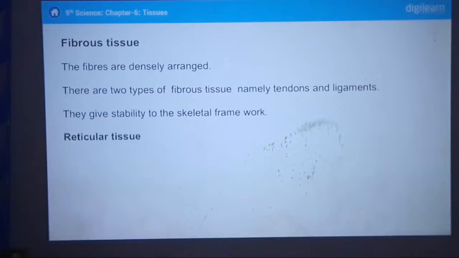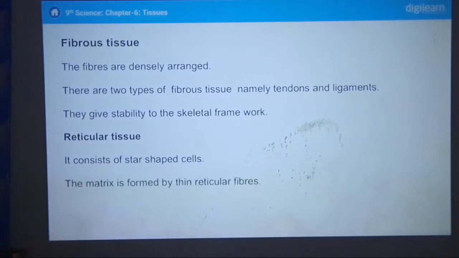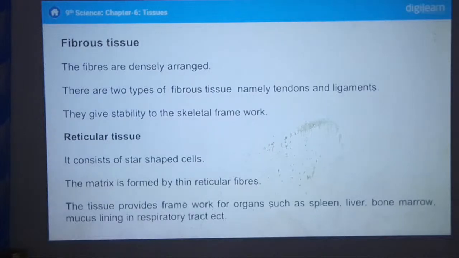Reticular tissue. It consists of star-shaped cells. The matrix is formed by thick reticular fibers. The tissue provides framework for organs such as spleen, liver, bone marrow, mucus lining in respiratory tract, etc.